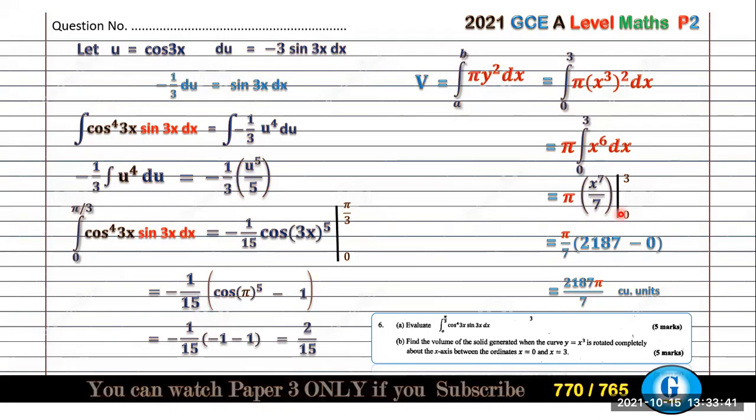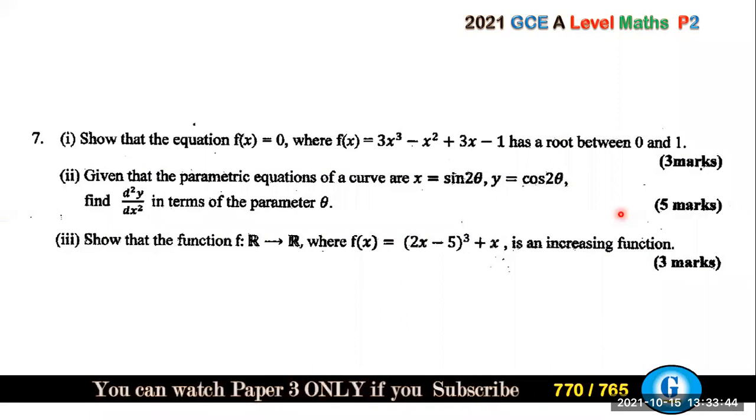Let's move to question 7. Show that the equation f of x equals 0, where f of x equals 3x cubed minus x squared plus 3x minus 1, has a root between 0 and 1.